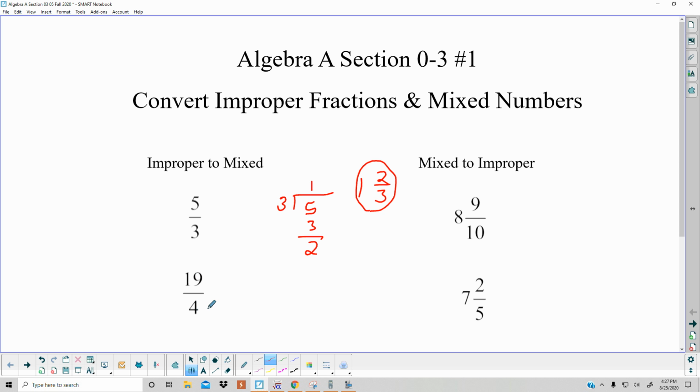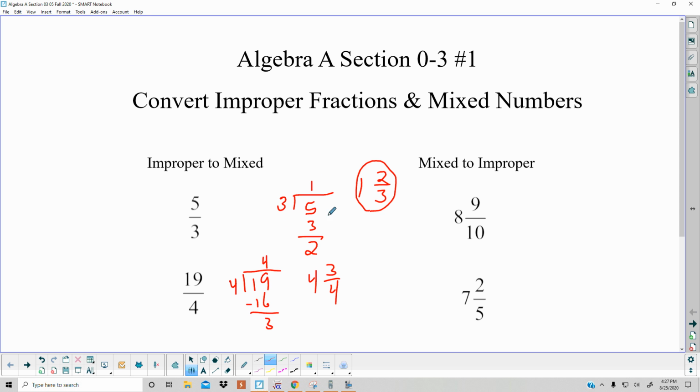19/4. You're asking 19 divided by 4. 4 goes into 19 4 times, which is 16. You're going to subtract these, which is 3. This is your remainder because this number is smaller than what you're dividing by. So it's 4 3/4.